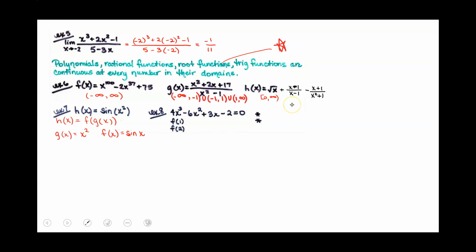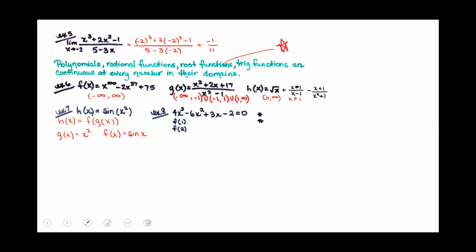All right, look at the next one. For the next one, we have a fraction. So again, rational functions are continuous within their domain. What's not in the domain is where the denominator equals 0. So we're going to say that x minus 1 can't be equal to 0. So that means that x cannot be equal to 1.